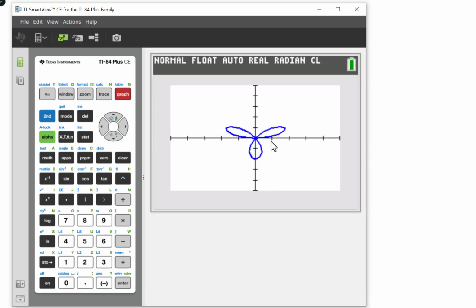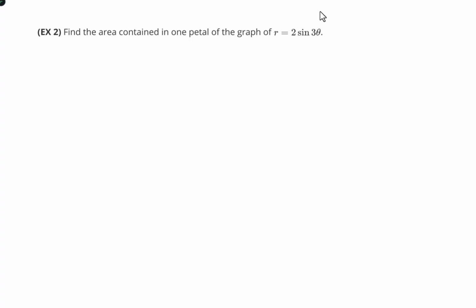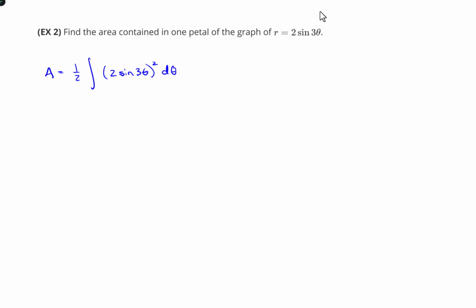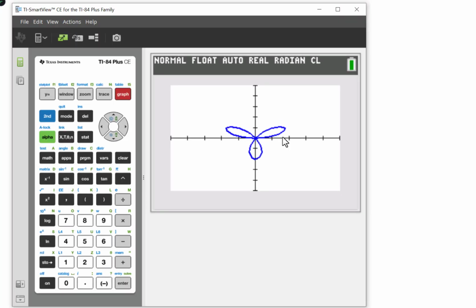Now, to find the area, I would set up an integral, and I do 1/2, I'll just put that on the outside to start with, of my function squared, so 2 sine 3 theta squared d theta. So ultimately, the question is, what are the endpoints to make this work? Well, there's a couple of ways of doing this.